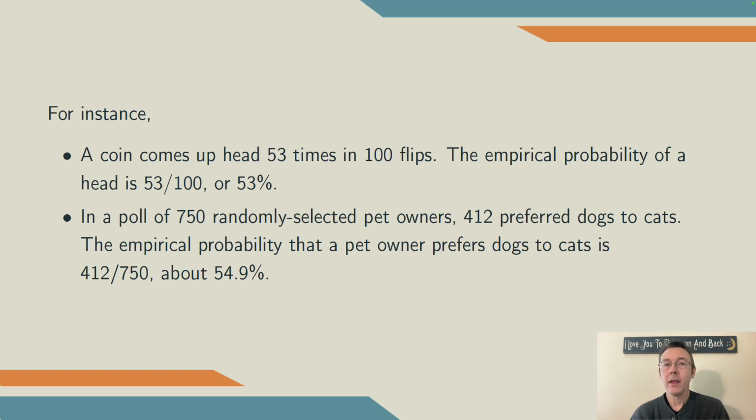Another example. In a poll of 750 randomly selected pet owners, 412 prefer dogs to cats. So the empirical probability that a pet owner prefers dogs to cats is 412 over 750, about 54.9%.